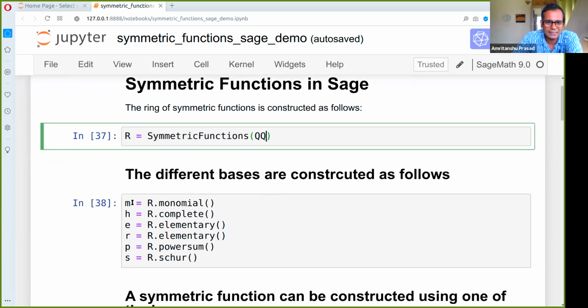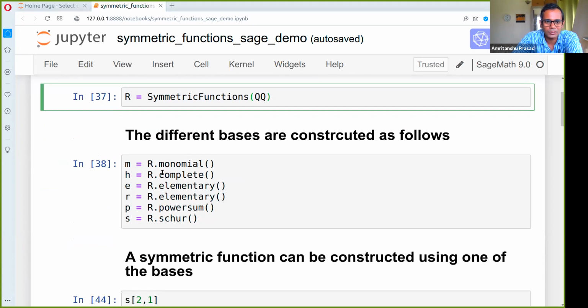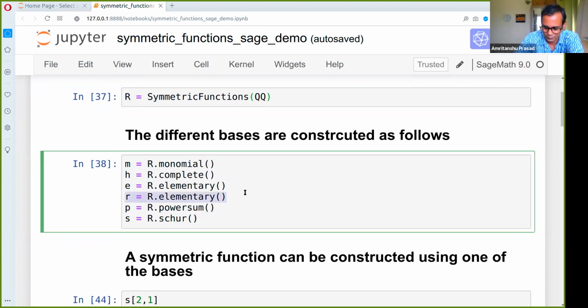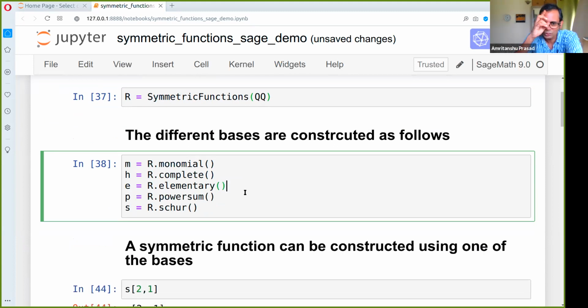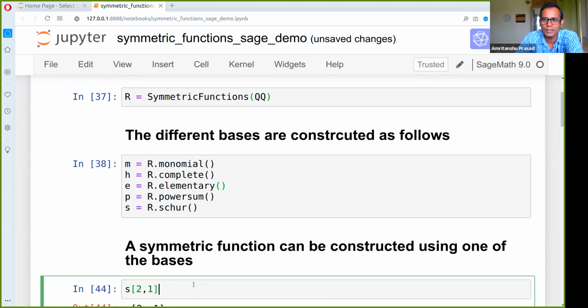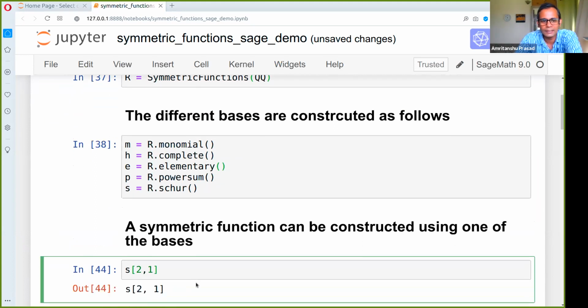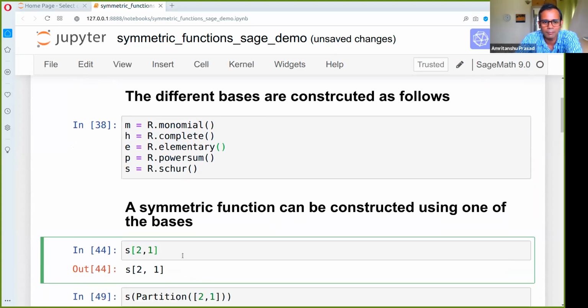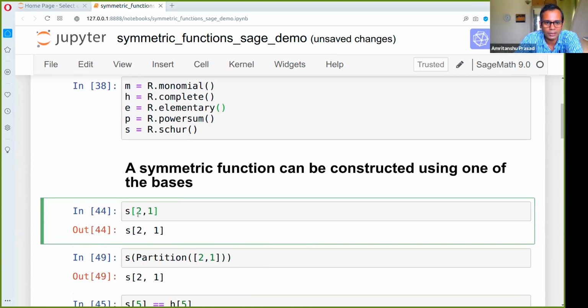And the different bases are just constructed as follows. You have the monomial bases, complete bases, elementary bases, power sum. I'm using the same notation as I used in the lecture. So how does this work? You can construct a symmetric function in one of these bases. I want to construct the Schur function corresponding to the partition 2, 1. I just type S21. That doesn't seem very helpful. But I can also pass a partition instead of writing it like this. This is useful when you're coding.